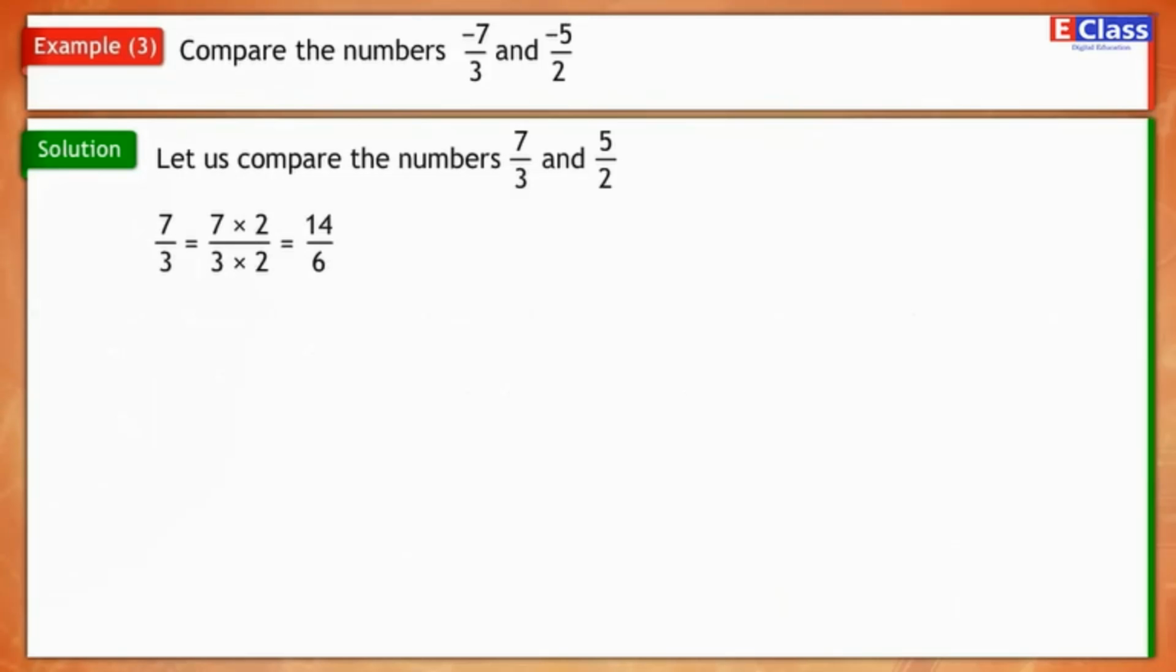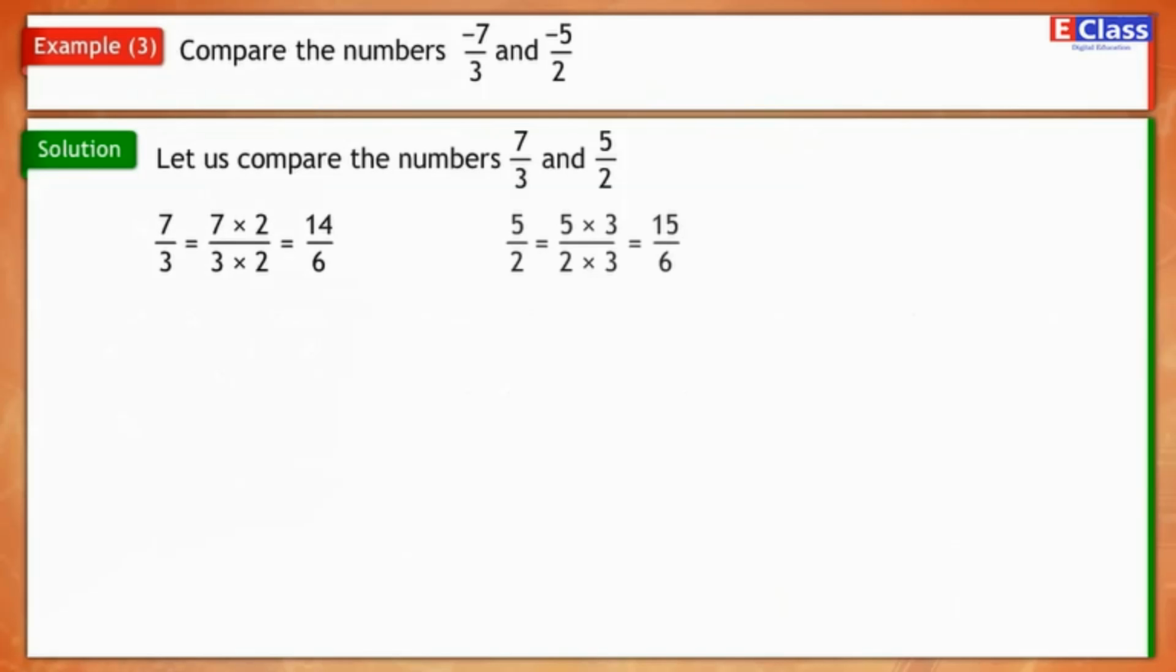Multiply numerator and denominator by 2. Therefore, 7 by 3 is equal to 7 multiplied by 2 wholly divided by 3 multiplied by 2, which is equal to 14 by 6.